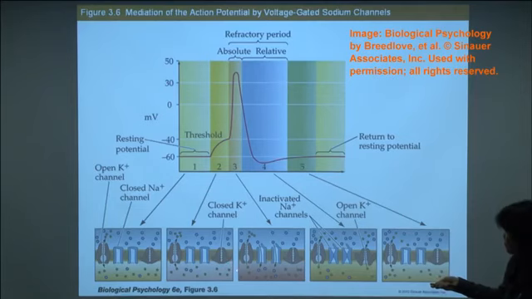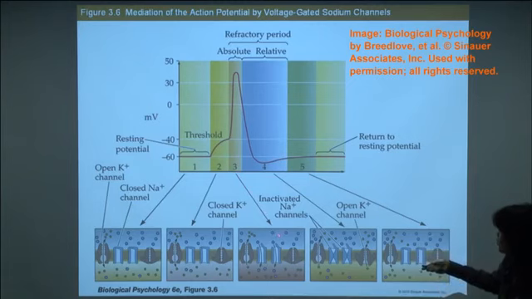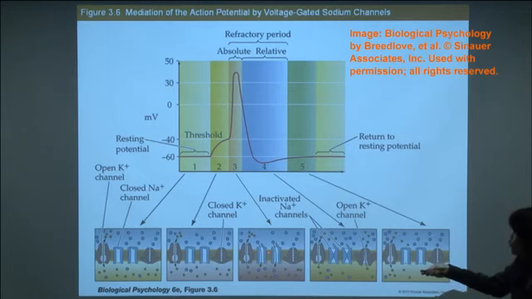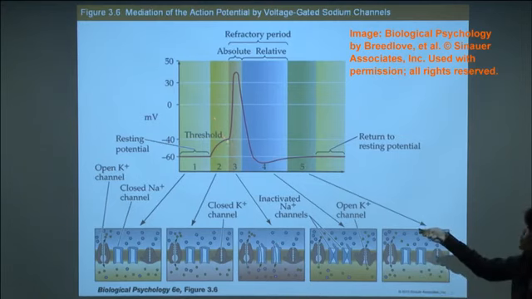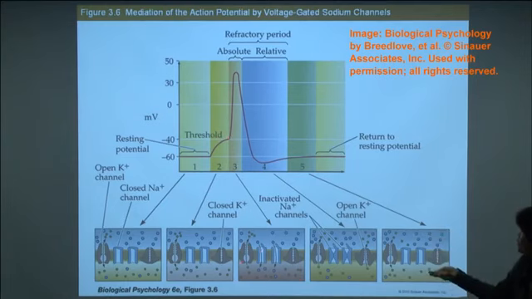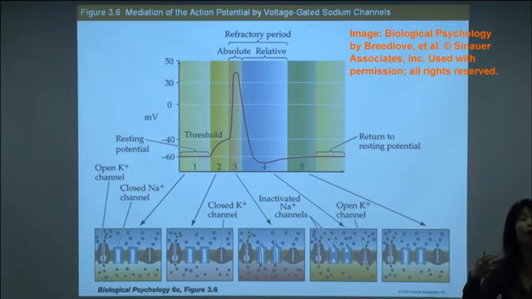And once you hit the threshold, we jump to here, and you get immediate opening of these voltage-gated sodium channels, okay? Voltage-gated sodium channels open just as the membrane potential hits -40, and remember, you have all those sodium ions waiting to get in. There's no sodium on the inside, and so those sodium ions, once that channel is open, they rush in.